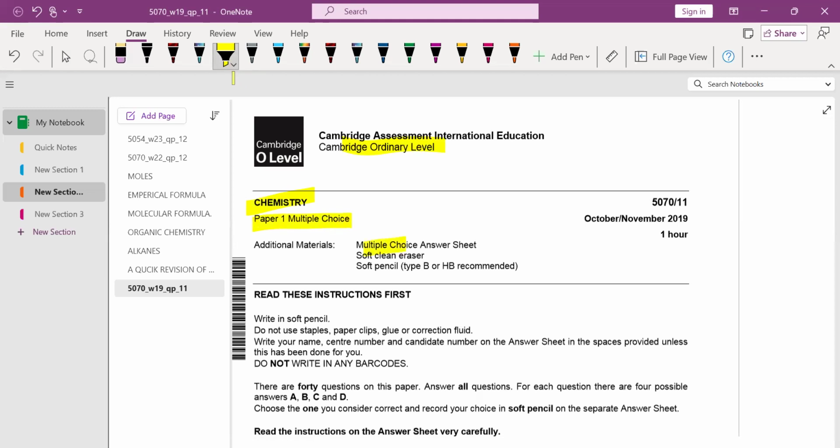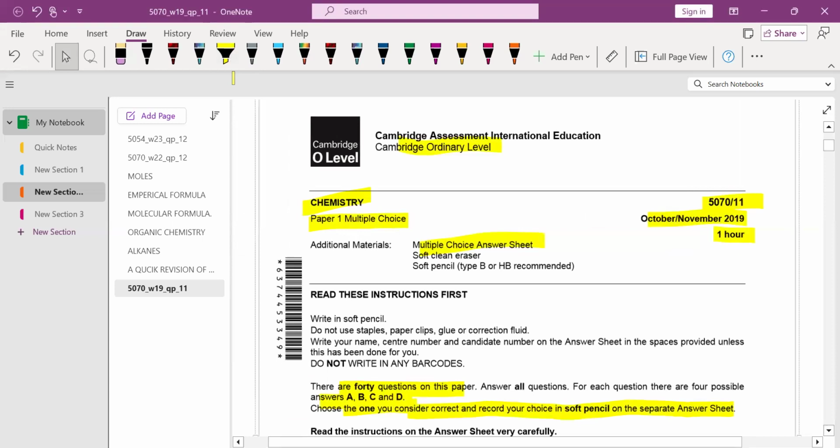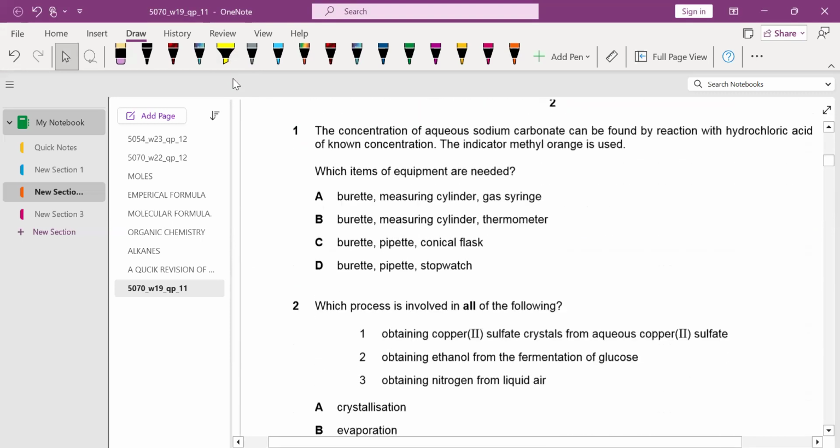Today we will be discussing O Levels Chemistry Paper 1. This is a multiple choice paper, and the code for O Levels Chemistry is 5070, and this variant is 11 of October/November 2019. This paper is of 1 hour. There are 40 questions and each question has 4 possible answers, and you have to record the correct answer of your choice using a soft pencil on a separate answer sheet. So let's get started.